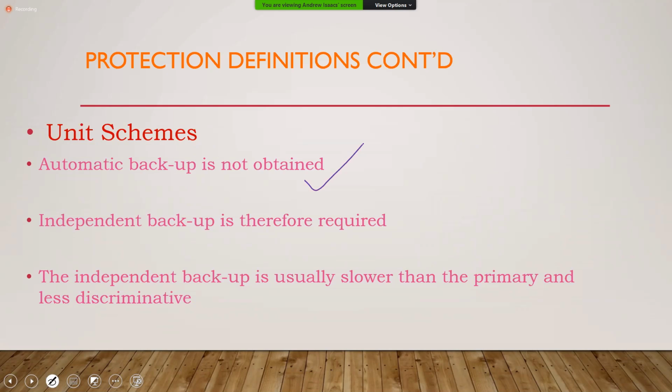And so as part of unit schemes, you want to go and get independent backup. And note that the backup is usually slower than the primary, because you want the primary to be there to do the work, the work that it was set up to undertake. All right, and I know I can say finally, right?